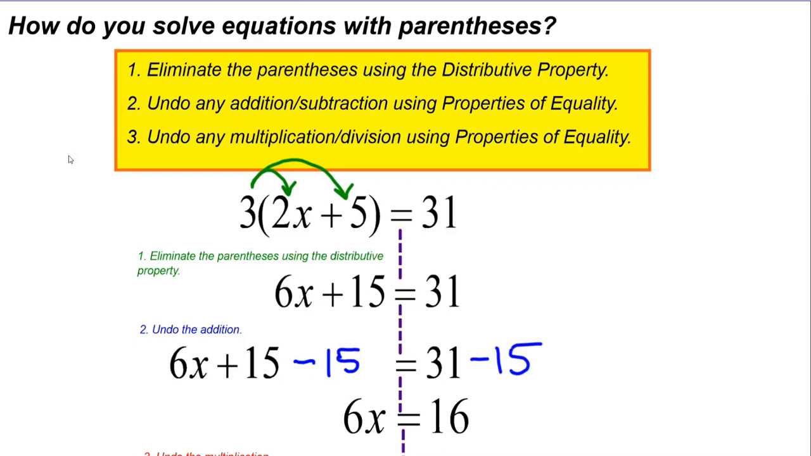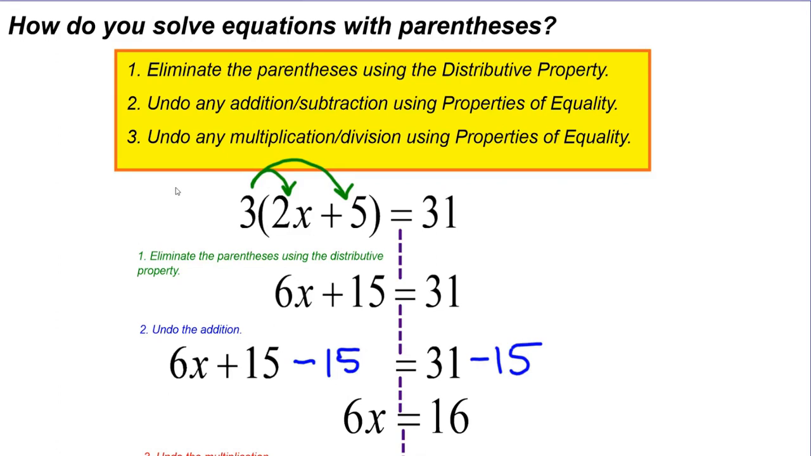So we've done one-step equations, two-step equations, and then we can think of these as essentially three-step equations, with the first step being eliminate the parentheses using the distributive property, and then we'll solve them like a two-step equation, where we undo any addition or subtraction using properties of equality, and then lastly, undo any multiplication or division using properties of equality. So I have an example here.